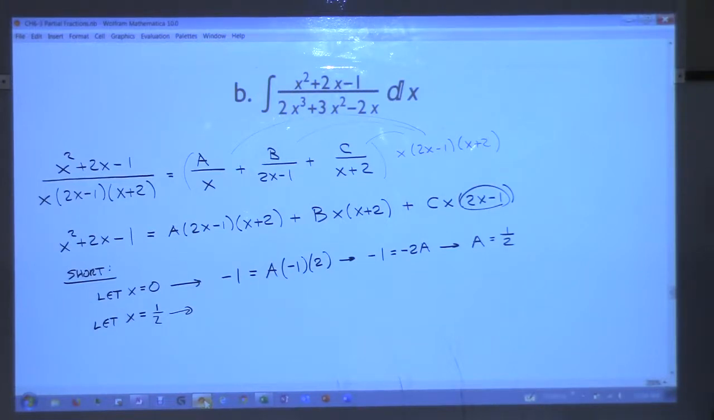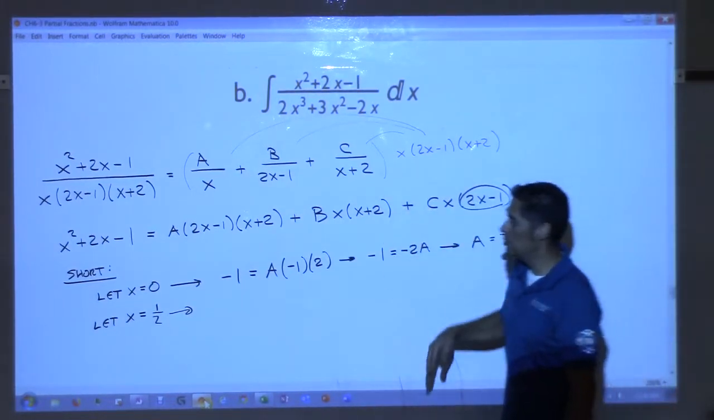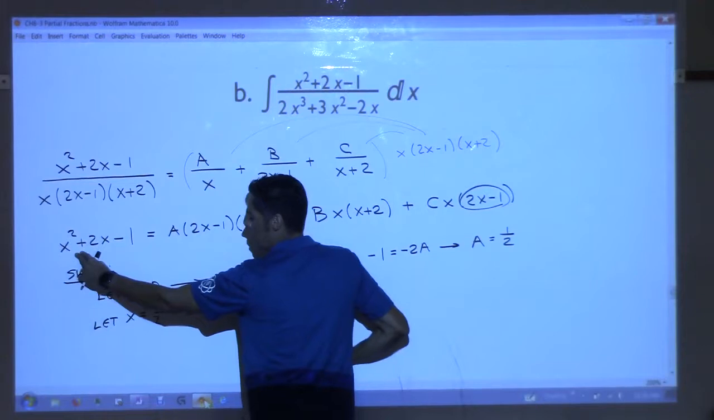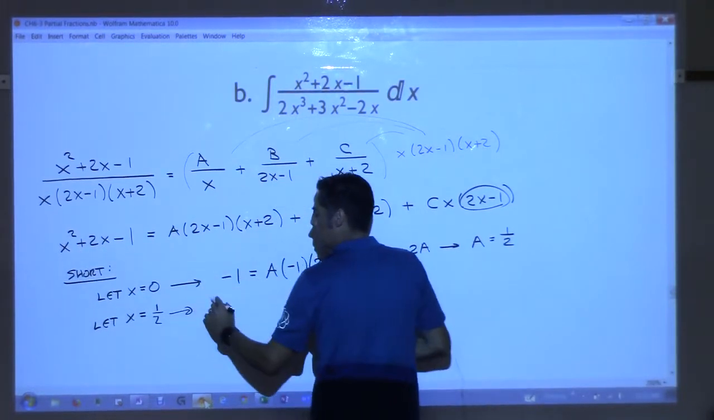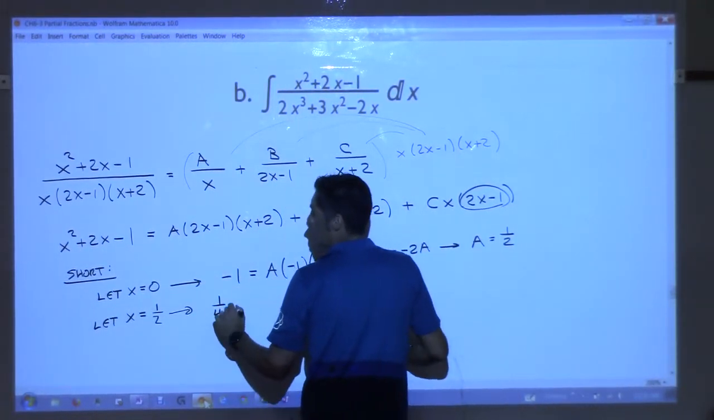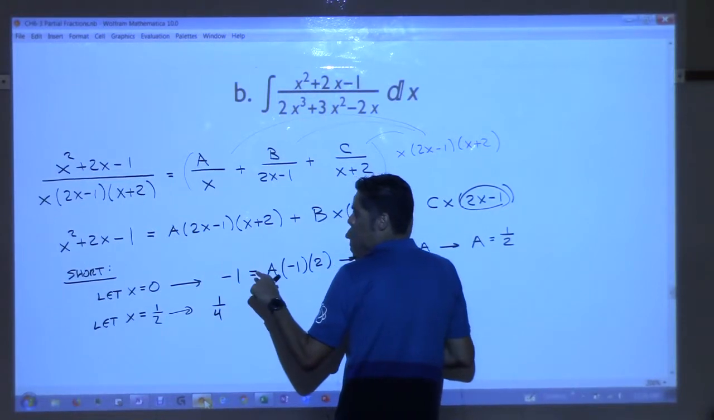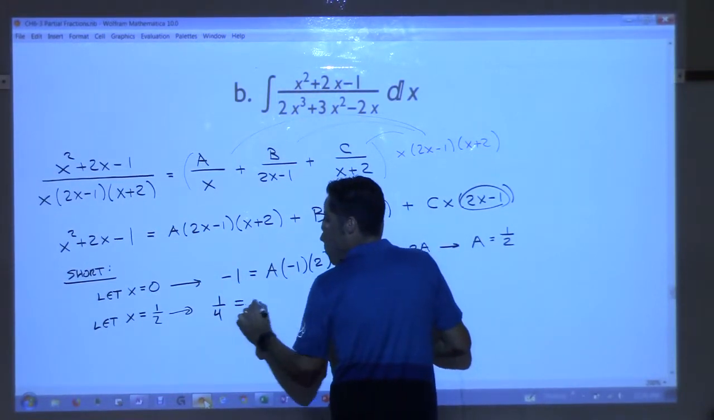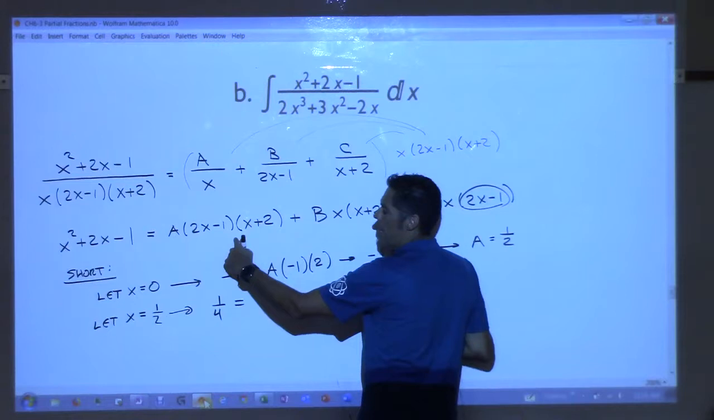All right, now we have to plug in, and we have to plug it in everywhere. So what do we get when we plug in 1/2 here? 1/4 plus 1 minus 1, so 0. Now what do we know is going to happen here?